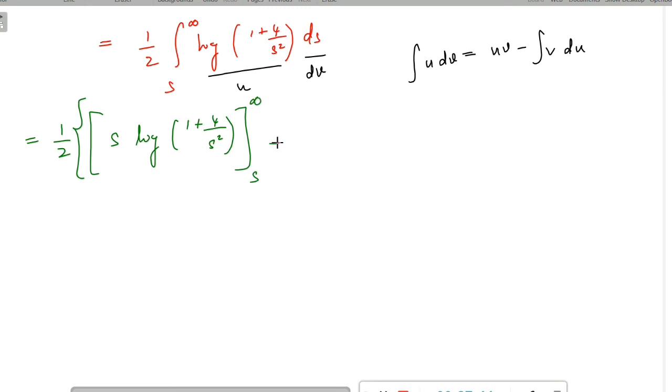s to infinity, minus integral over s to infinity. The differentiation of log 1 plus 4 by s square is nothing but 1 by 1 plus 4 by s square, times the derivative of 4 by s square, which is minus 8 by s power 3, into v du. v is nothing but s. So s into ds. Right? So like this you may get the terms. You can cancel the remaining terms. Try to cancel. If you cancel you may get, so 1 by 2.